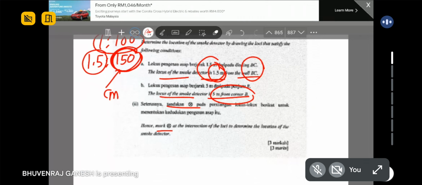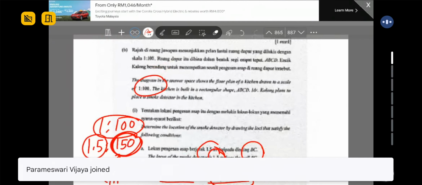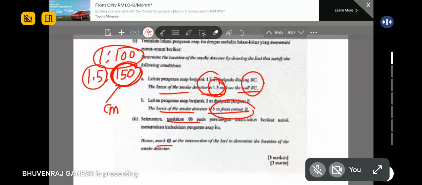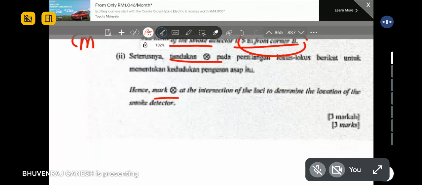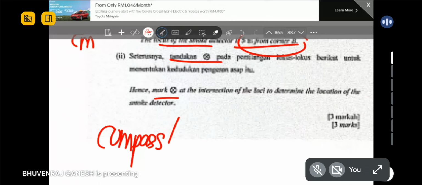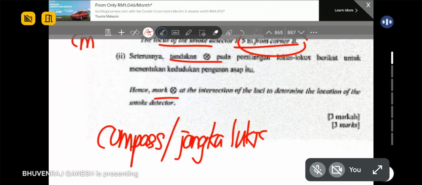Okay, so you guys just need to imagine lah. Your imagination skill must be good for locus. Then you can draw. And one more thing guys, for locus, make sure you bring your compass. Kamu kena bawa jangka lukis. Faham? Semua tahu tak macam mana jangka lukis nampak? You guys know right? Compass. The two things yang macam ni.